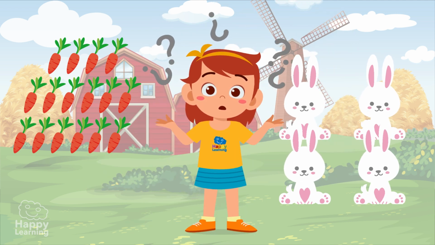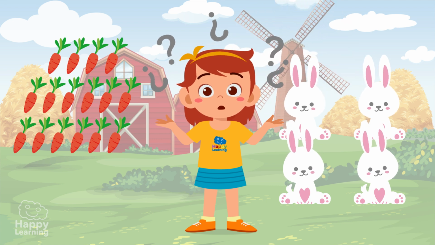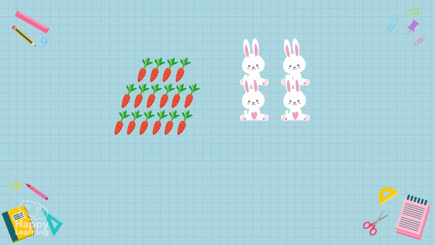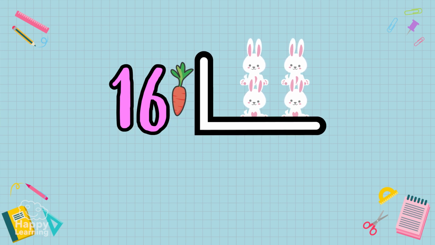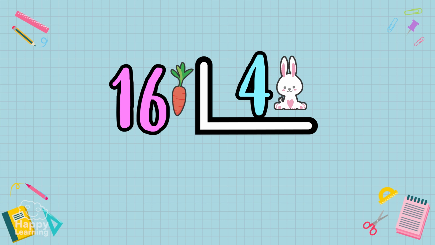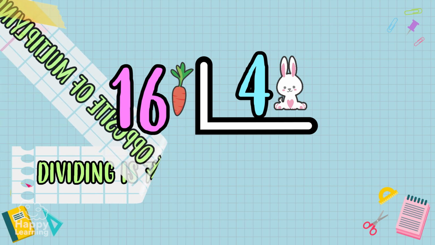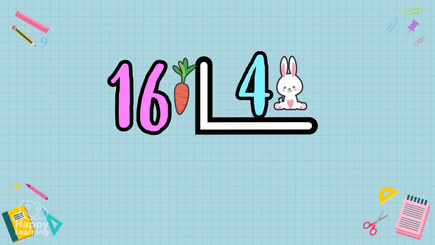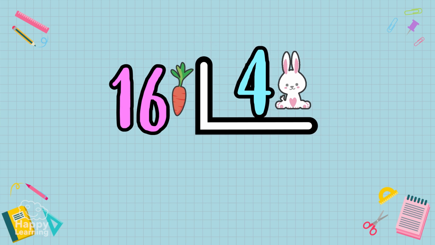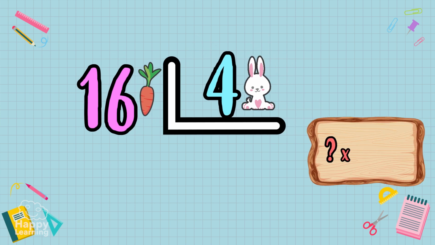Let's calculate it by performing the mathematical process step by step. It would be to write 16, which are the carrots we have to distribute, among 4, which are the rabbits we have to distribute the carrots to. We have to know that dividing is the opposite of multiplying. So to know how much 16 divided by 4 is, we have to know what number multiplied by 4 gives us a total of 16.